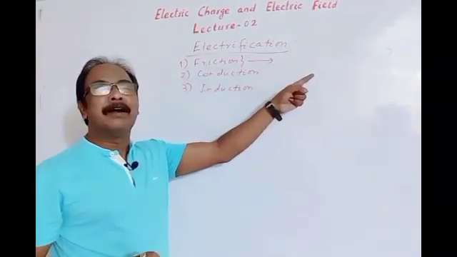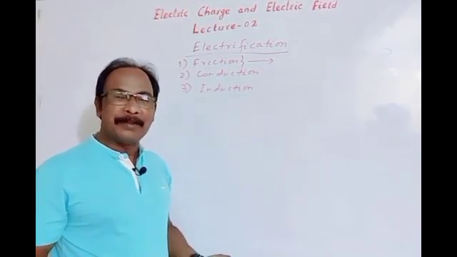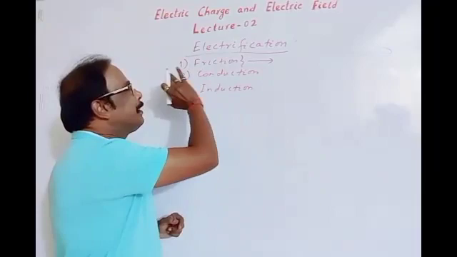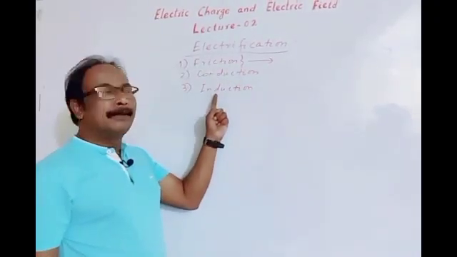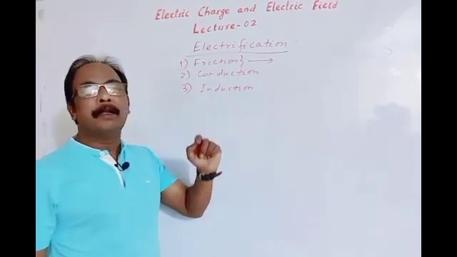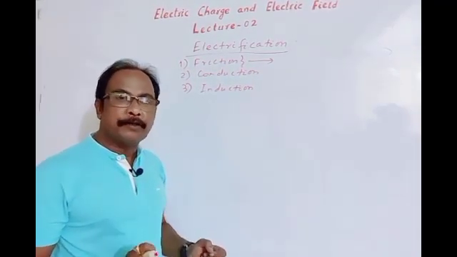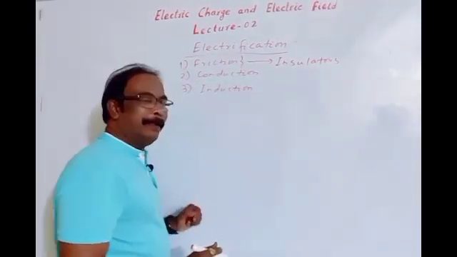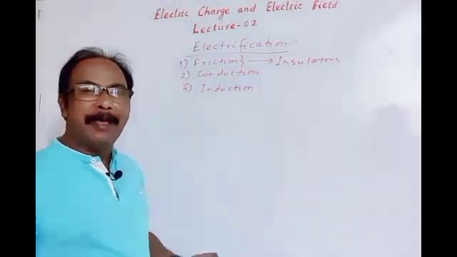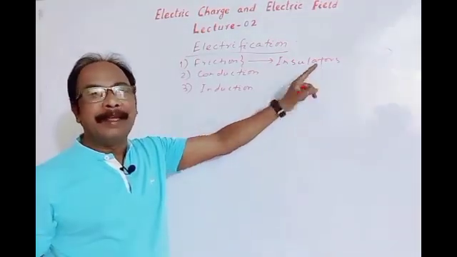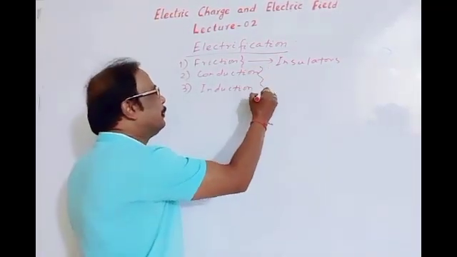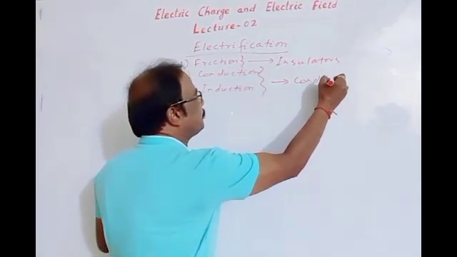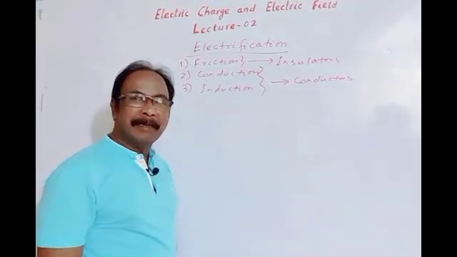We use a method of electrification to charge a neutral body or an uncharged body. The frictional method of electrification is used to charge only insulators. Frictional electrification is used to charge an insulating body. But both the methods, conduction and induction, are used to charge conductors. We will discuss in brief.